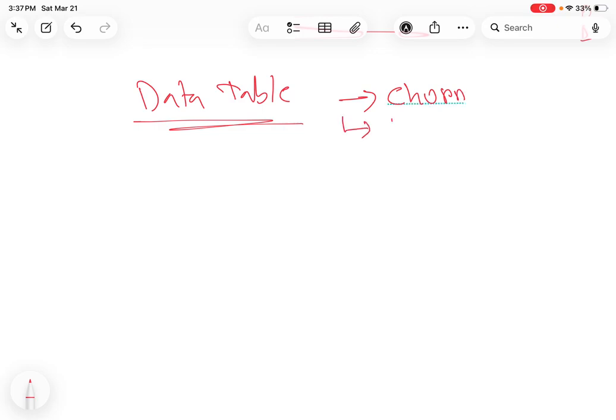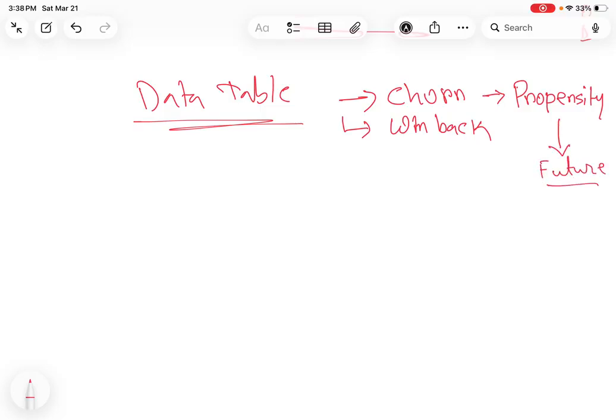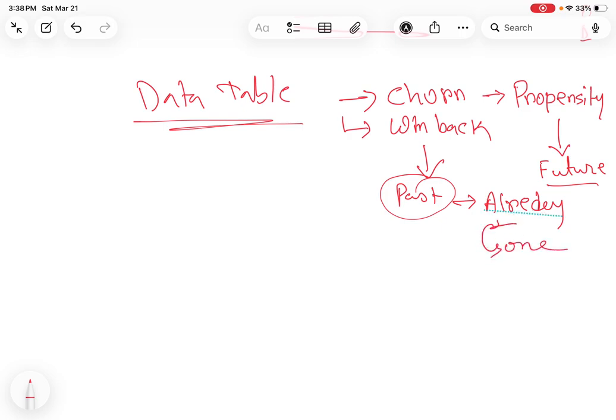One is churn and one is win back. Okay, so churn is about those who have a propensity, which is basically the future thing, right? In the future, you are predicting who is going to churn, and win back is what's already done, the past, right? Already gone. Okay, so your customer is already gone, so you are looking for how you can win them back from there.